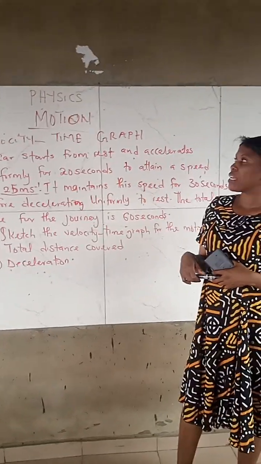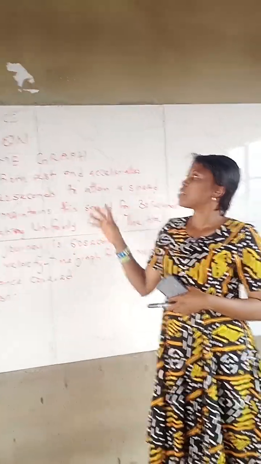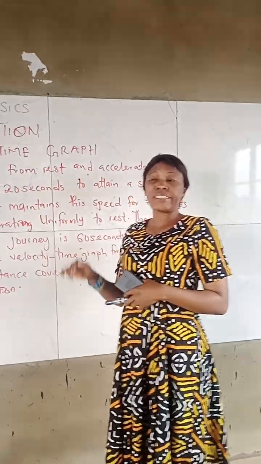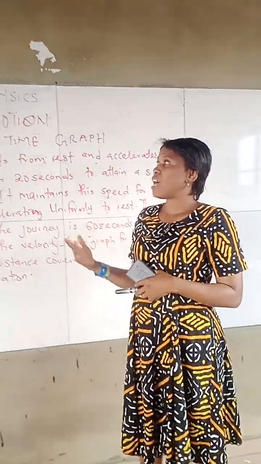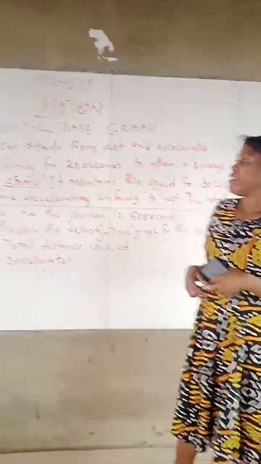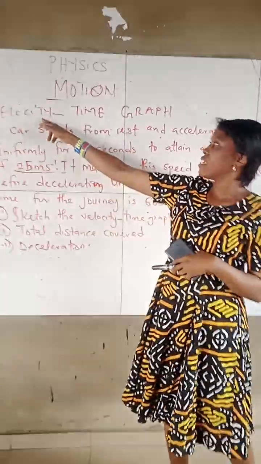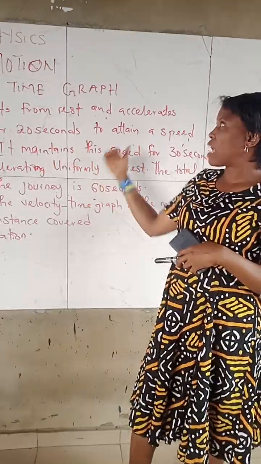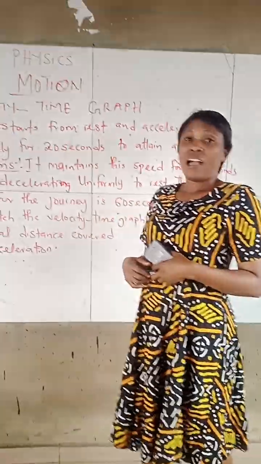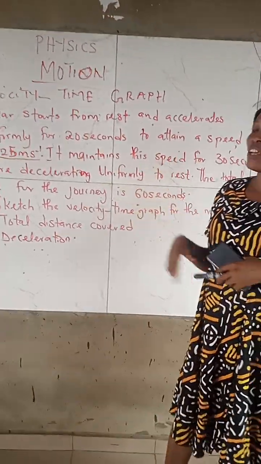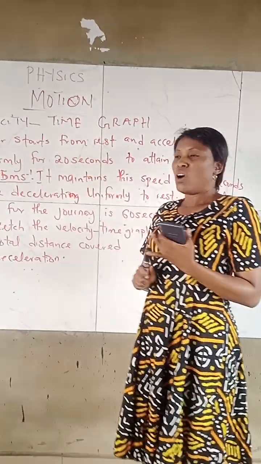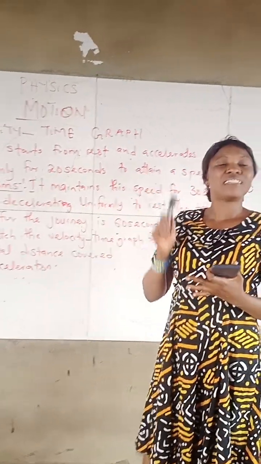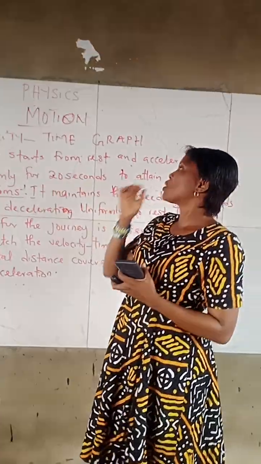Today, we are going to be looking at velocity time graph. In my previous video, I explained motion and the basic terms that we use in describing motion. Now, whenever you hear velocity time graph, we are talking about acceleration. A velocity time graph depicts acceleration, and there are some basic things that you can deduce from it. You can find the acceleration of the body, you can find the deceleration, and you can find the total distance covered.